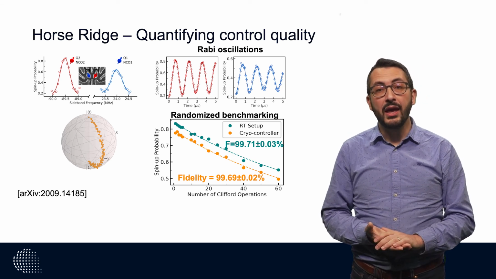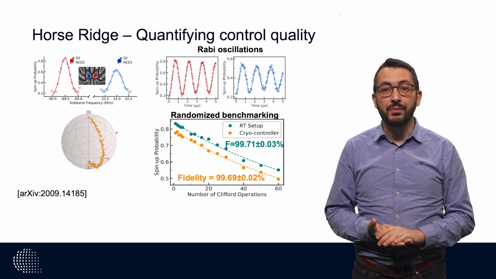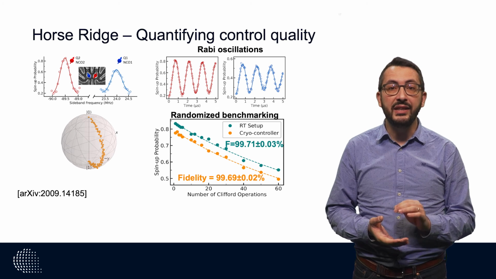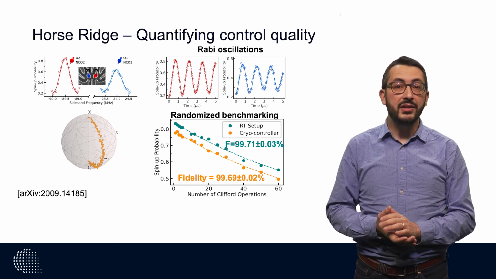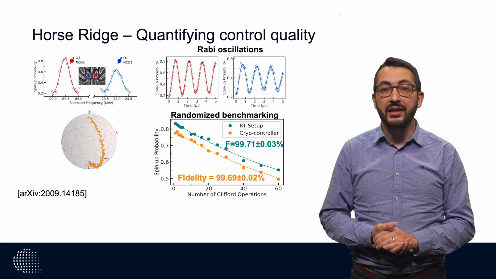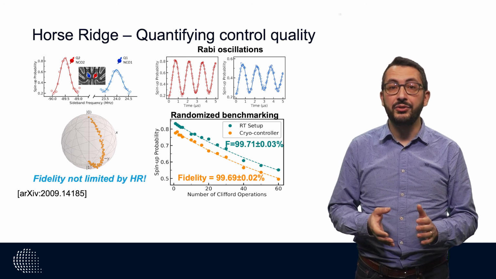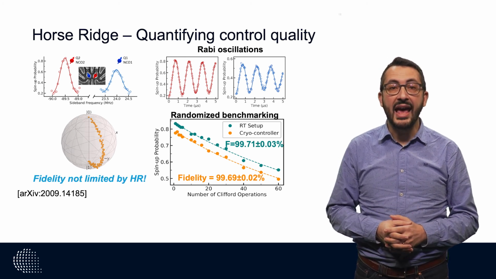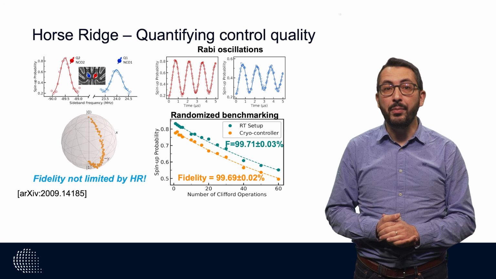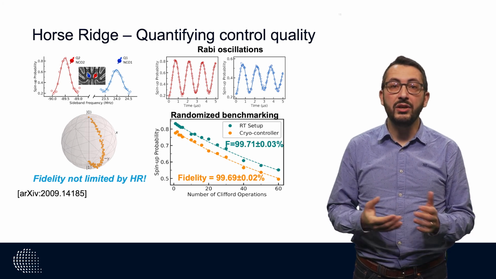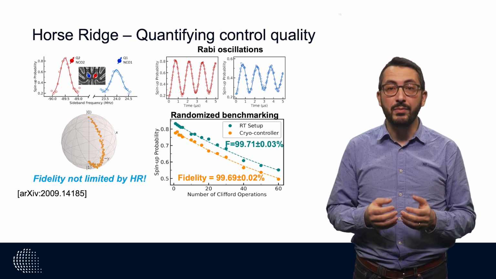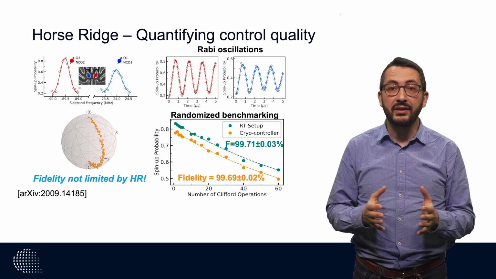From those data, we can extract the fidelity of the operation and show that the achieved fidelity is the same within the error margin. These results demonstrate that the fidelity is not limited by the Horse Ridge chip. And this was achieved by properly sizing the specification of the electronics and, consequently, the specification of the microwave signal to minimize the errors.